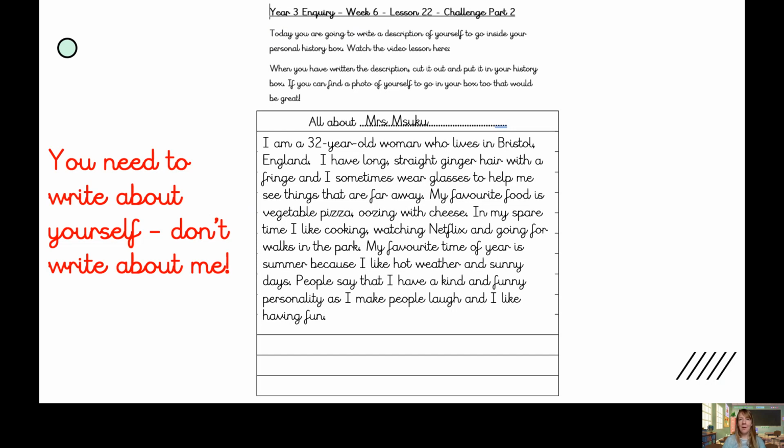Okay, so let's read my one. I am a 32-year-old woman who lives in Bristol, England. I have long, straight, ginger hair with a fringe, and I sometimes wear glasses to help me see things that are far away. So I put them on actually. My favourite food is vegetable pizza oozing with cheese. In my spare time, I like cooking, watching Netflix and going for walks in the park.